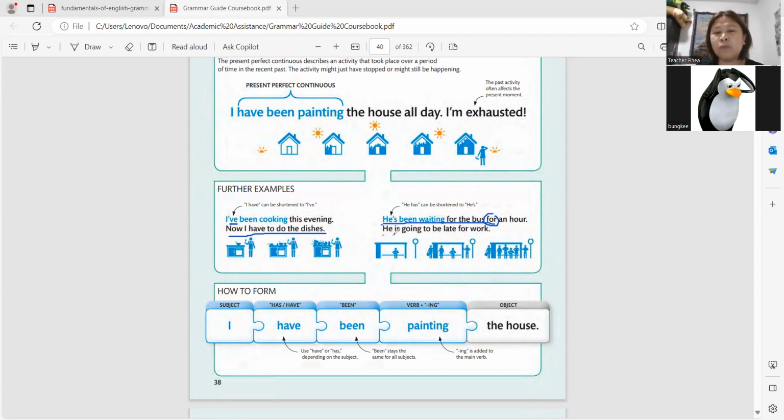So the result would be he's going to be late for work. So until now, he is still not on the bus, still waiting for the bus. So one hour. So that is the form. Again, the form is subject, then has or have been, then the ing form of the verb.